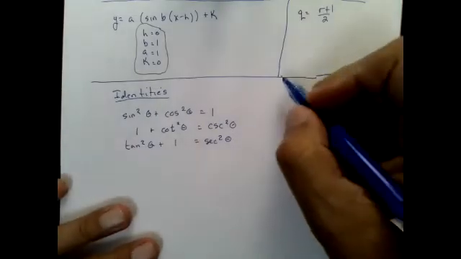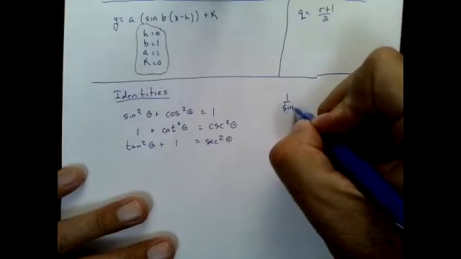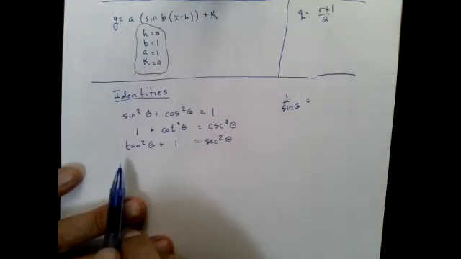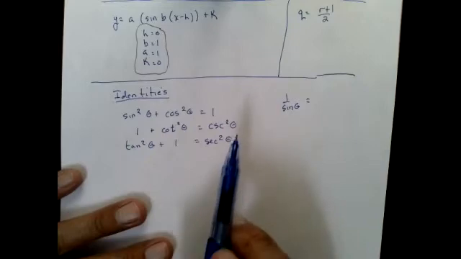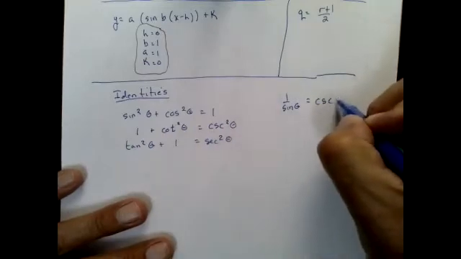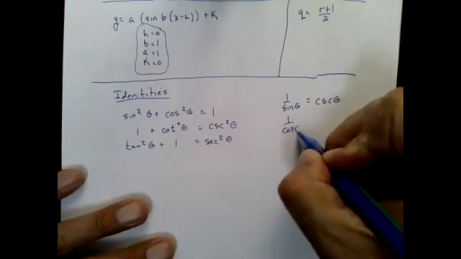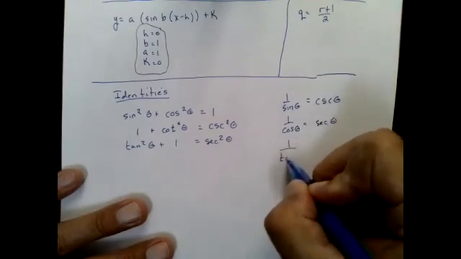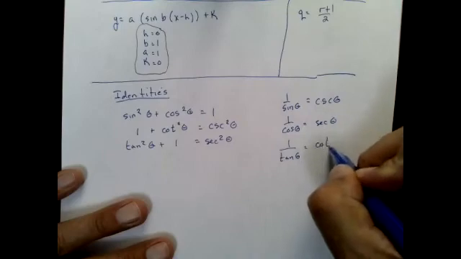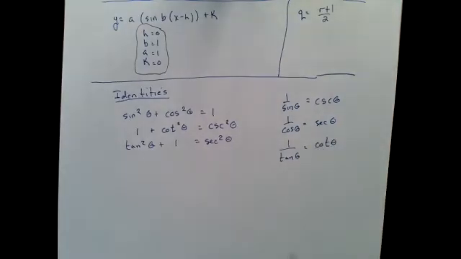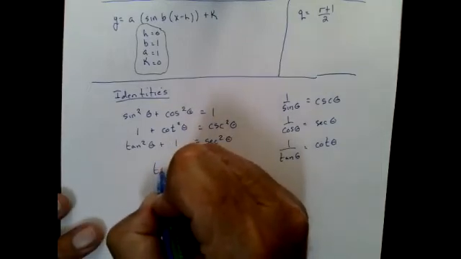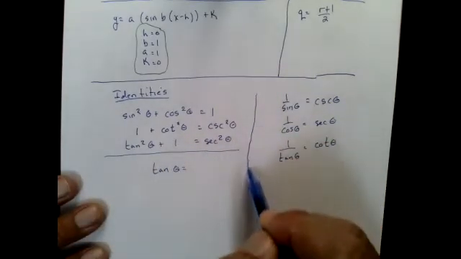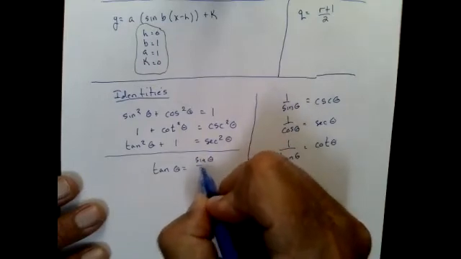I had this one. I knew that 1 over the sine of theta equals cosecant. I know 1 over the cosine is the other one, the secant of theta. And then, of course, 1 over the tangent is cotangent. I even had this one. This one was the tangent of theta equals sine over cosine.